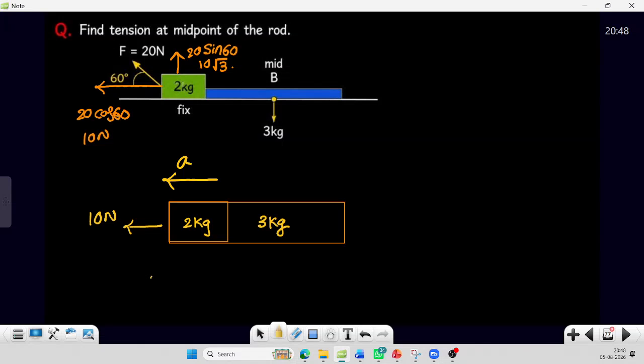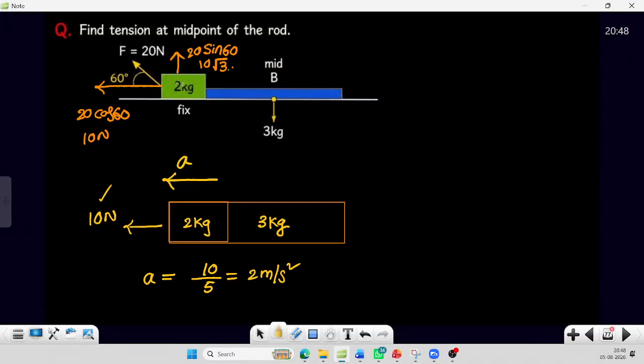How much is the acceleration now? So that is the acceleration formula. This 10 root 3 does not contribute to the force now. Only this will contribute. So that is 10 by 5. How much is this value? 2 meter per second square.